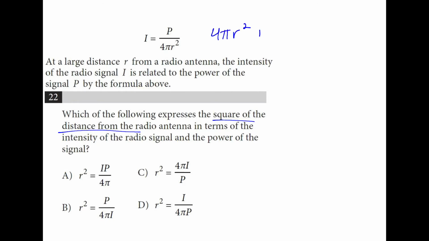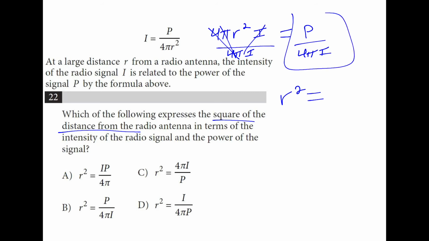What happens is I get 4 pi r squared I on the left and P on the right. I'm going to divide by everything that I don't want there, 4 pi I, on both sides. Goes away, goes away, goes away. I have r squared is equal to this. So the answer is B.